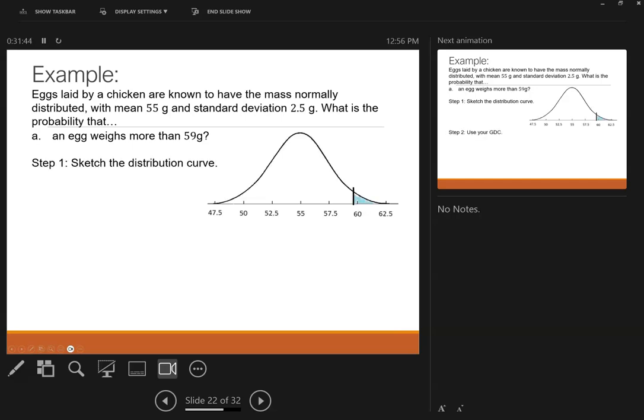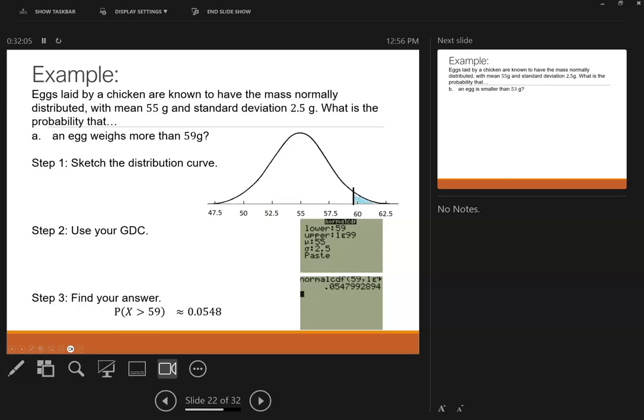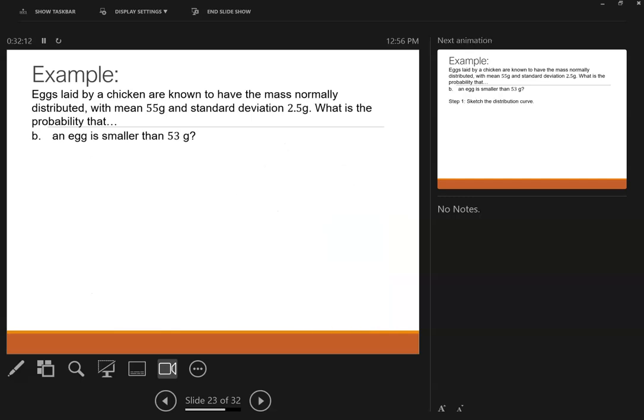So here's my sketch. Again, the mean is 55, and we're going up by 2.5s. 59 is about here, and I want more than, so I shade this side. Use my calculator: 59 to positive infinity, with the mean and standard deviation. Button push, and we're done. So far, so good.